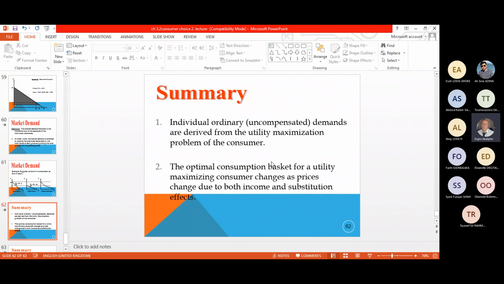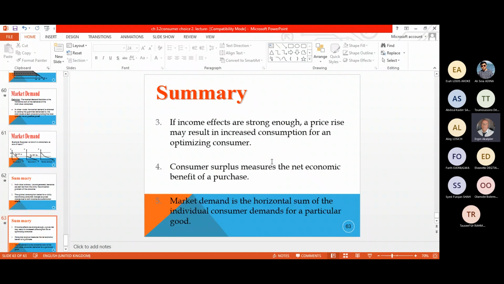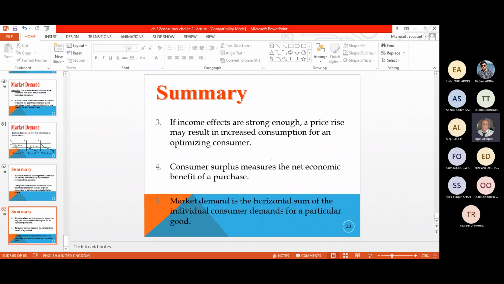The summary for this lesson: individual, ordinary, uncompensated demands are derived from the utility maximization problem of the consumer, and the optimal consumption basket for a utility maximizing consumer changes as prices change due to both income and substitution effects, which were introduced to you. Simple models were introduced, and if income effects are strong enough, a price rise may result in increased consumption for any optimizing consumer, and the consumer surplus measures the net economic benefit of the purchases.